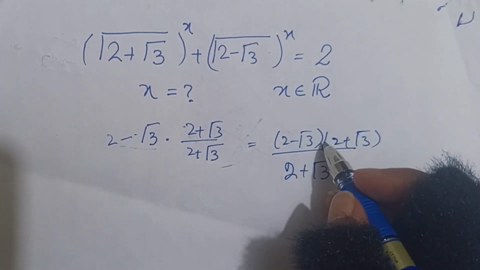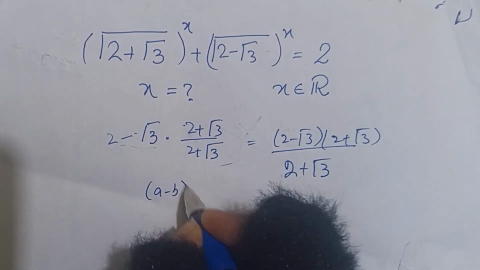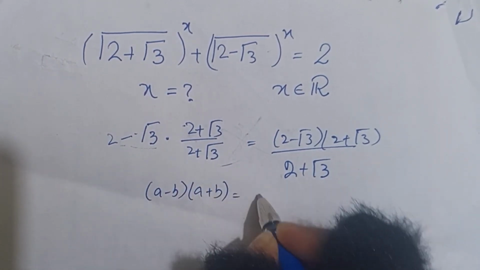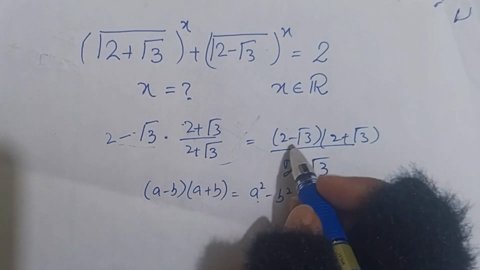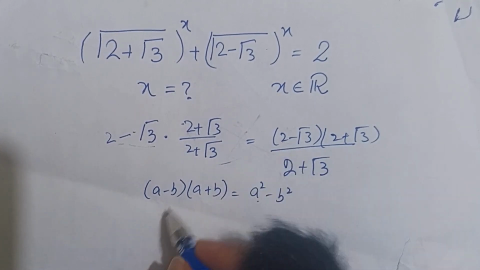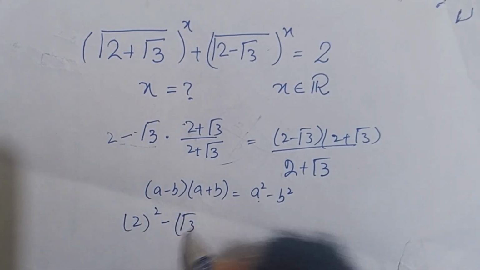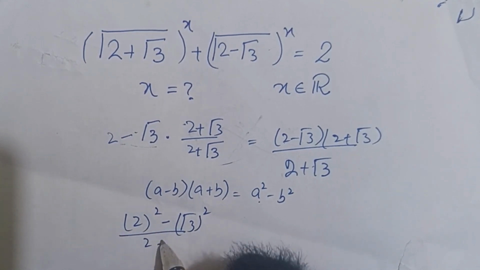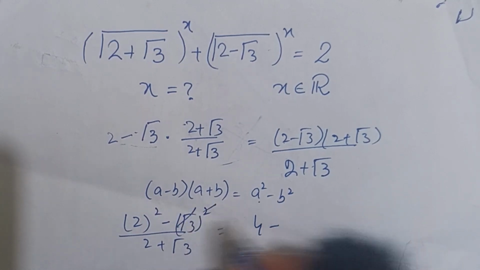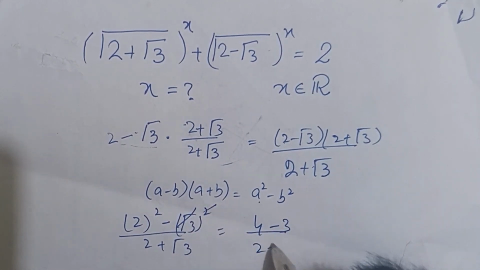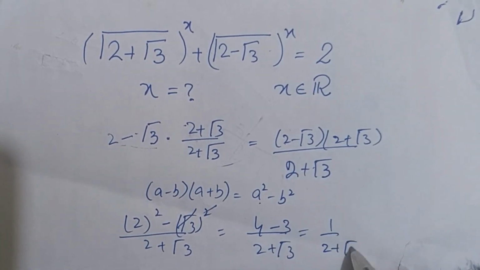Now in the numerator, we apply our identity: (a − b)(a + b) equals a² − b². So a is 2, and this becomes a² minus b², where b is √3, and the denominator is 2 + √3. 2 squared is 4, and the square and square root cancel, so we just get 3. 4 minus 3 is 1, so we get 1 over 2 plus √3.